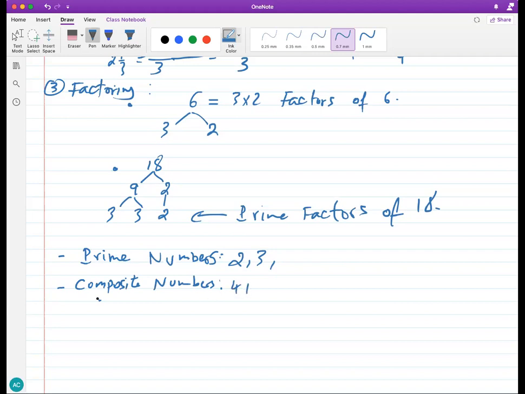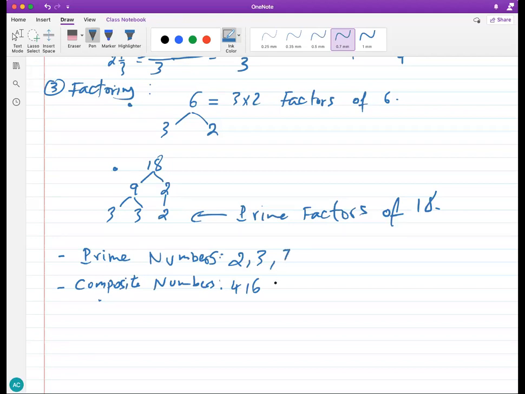Is 6 a prime or composite? 6, as we saw here. Is that a prime number? No. Is it composite? Composite, because you can break it down. But 3 is a prime number. What about 7? 7 is a prime.